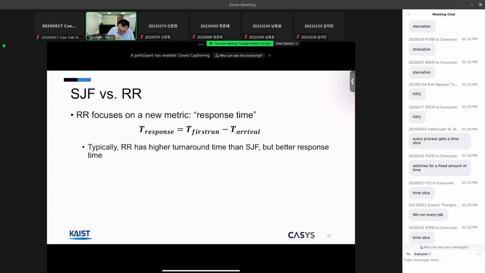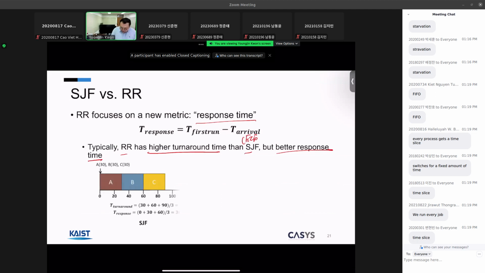So let's take a look at the example. Round robin has a distinct characteristic compared to SJF. Round robin usually focuses on this metric, response time. Typically, round robin has higher turnaround time than SJF and also FIFO, but it has much better response time. Let's take a look at it.